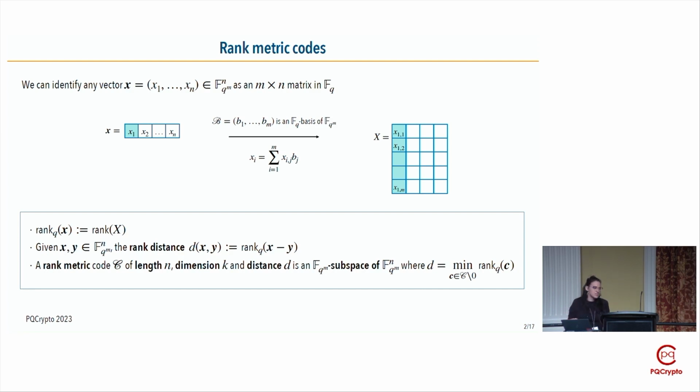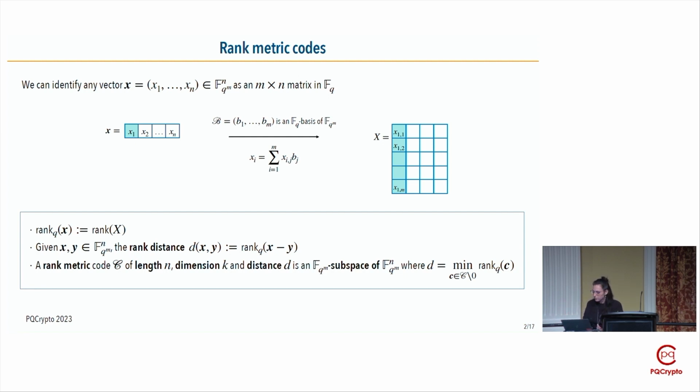And so this allows us to define the rank of a vector, which is the rank of the corresponding matrix, and the rank distance between two vectors, which is just the rank of the difference of these two vectors. And a rank metric code is an F_{q^m}-subspace of F_{q^m}^n, where the minimum distance of the code is the minimum rank of all its non-zero codewords.